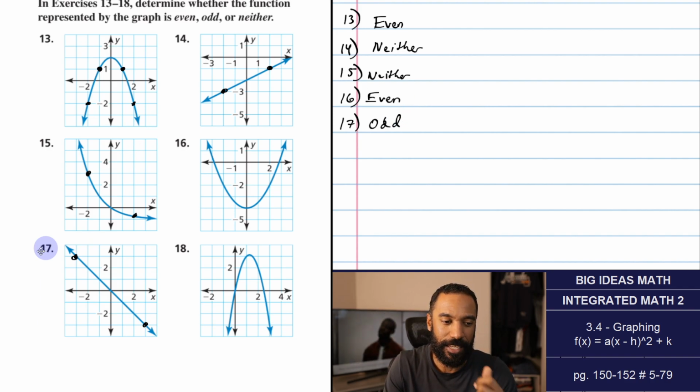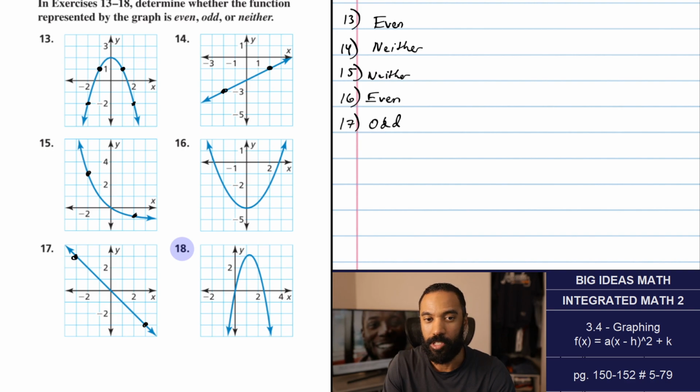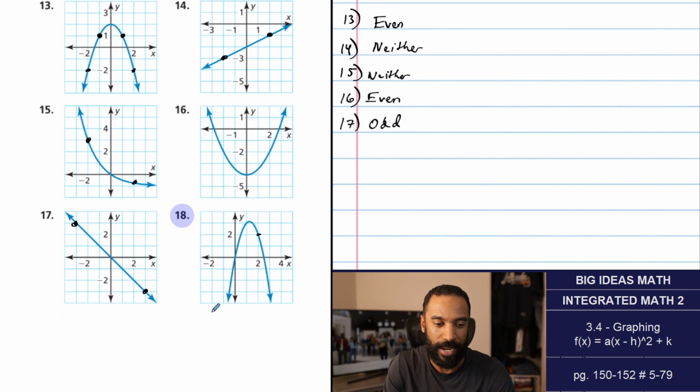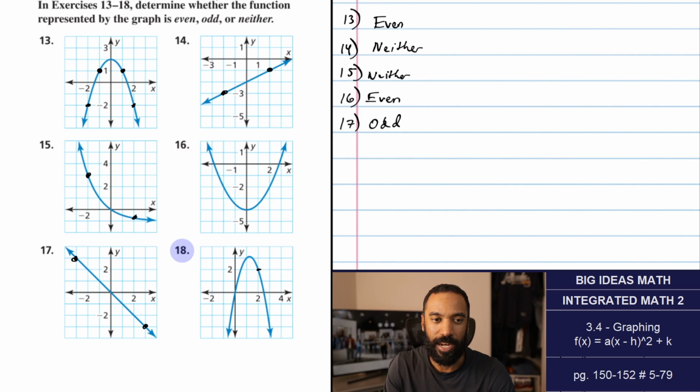And then number 18, it's a parabola, all right, but it's not symmetric across the y-axis. I get a point here that's 2. I get 1, I get 1 again when I plug in something right there in between, maybe 1/2. But when I plug in -2, I get something way down here. I have no idea what it is. This is a neither case as well.